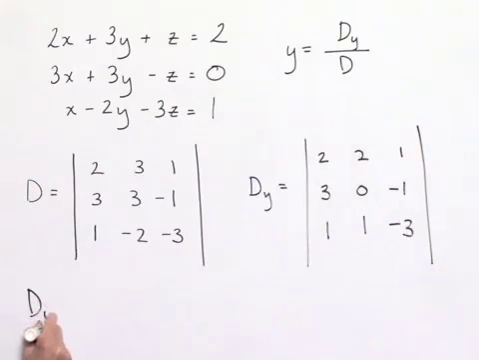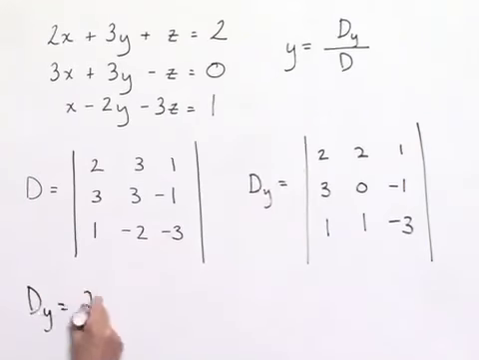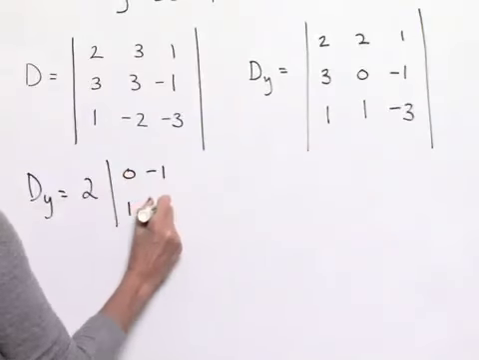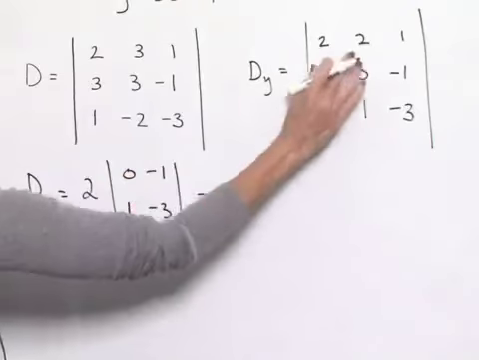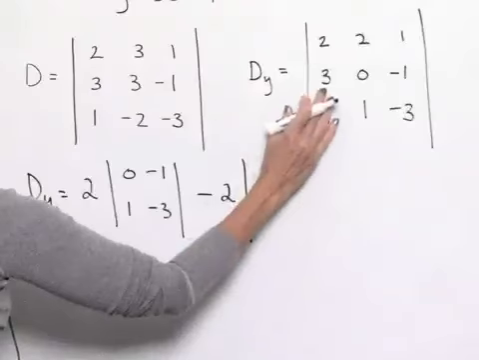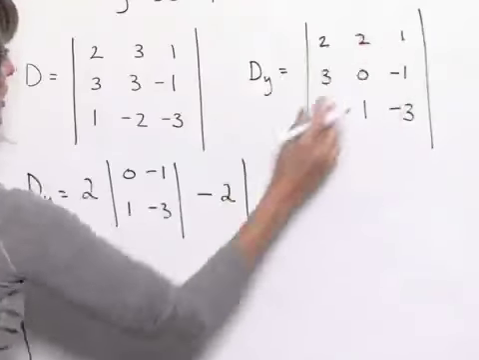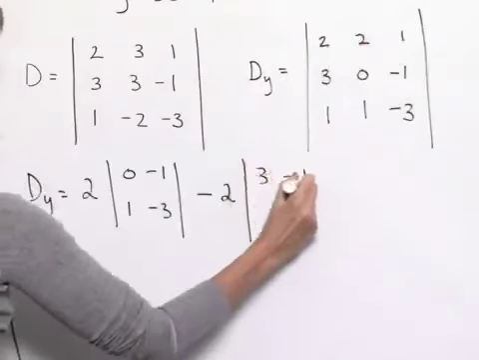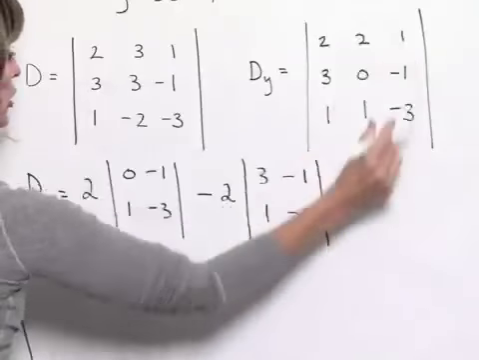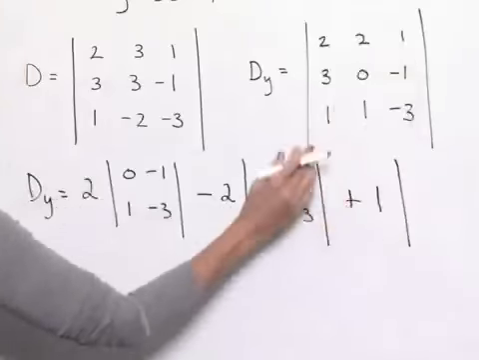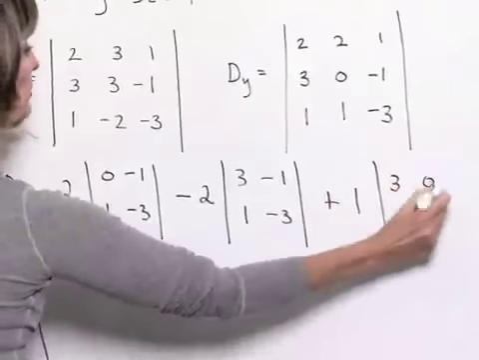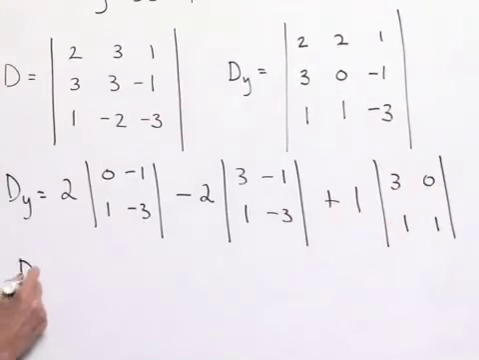We'll have d sub y equals the value of 2 times the 2 by 2 determinant, 0, negative 1, 1, negative 3. Minus, we'll take the next entry on the first row, that's a 2, times the determinant, which is going to be formed by, again, taking out the row and the column. So we'll have 3, negative 1, 1, negative 3, plus our last entry, 1, times the 2 by 2 determinant, 3, 0, and 1, 1. Let's evaluate d sub y.